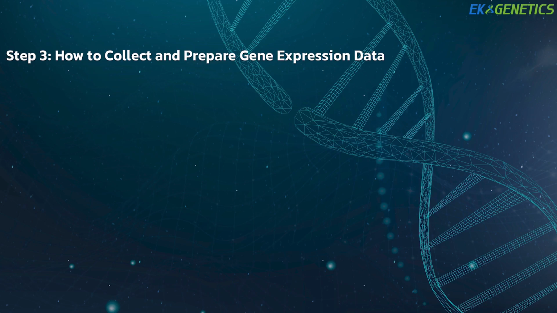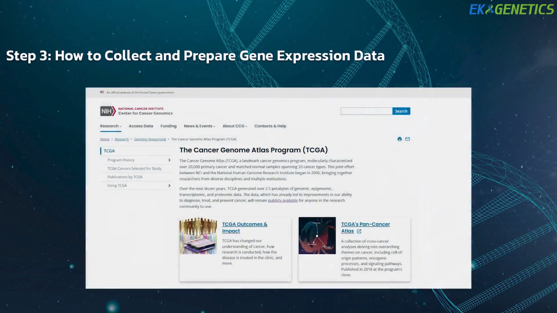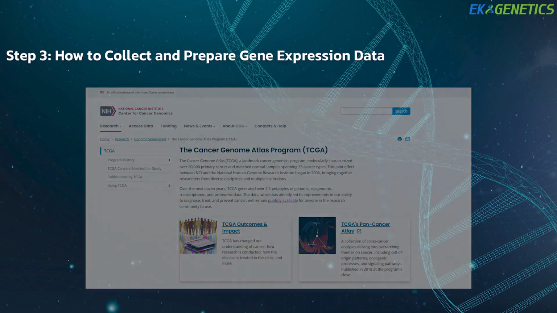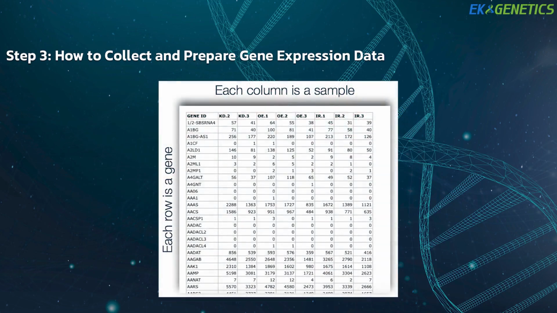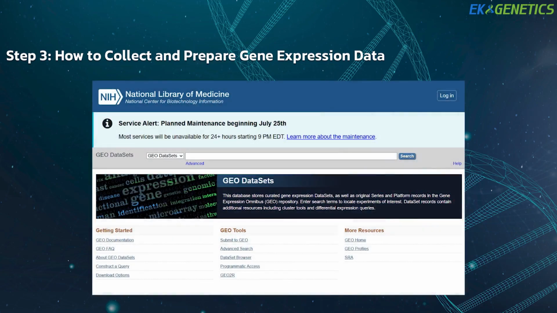Step 3. Collecting data. You need gene expression data for mRNAs, lncRNAs, and miRNAs. These can come from RNA-seq or microarray experiments. Good news, you don't always need to analyze raw data like FASTQ files from scratch. In RNA-seq, databases like TCGA or processed datasets in GEO already provide you with ready-to-use expression matrices. These are normalized and aligned so you can use them directly. The same goes for microarray data. Most GEO or ArrayExpress studies also share normalized expression matrices.